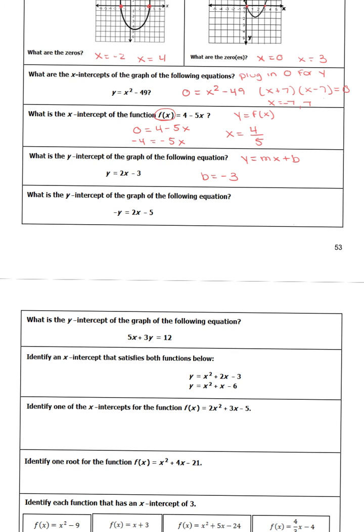It's asking us again, what is the y-intercept of the graph of the following equation? So we have negative y. All right, so remember, we cannot leave our variables negative. So I'm going to go ahead and divide both sides by negative 1 to get y equals negative 2x plus 5. And we see that our b for this example is negative 5.